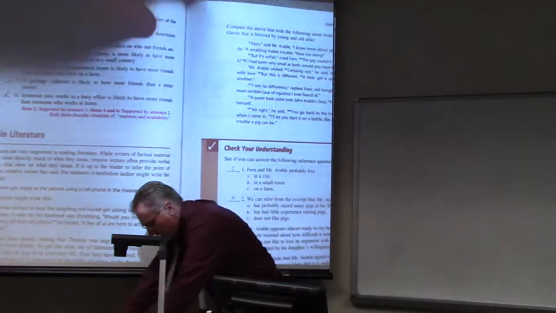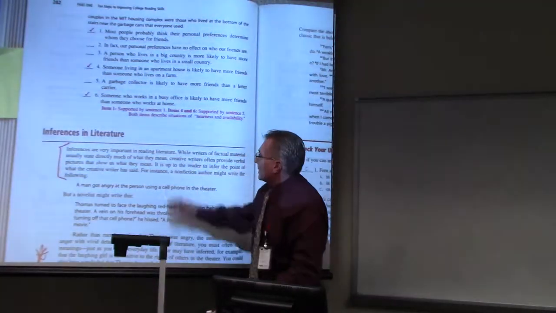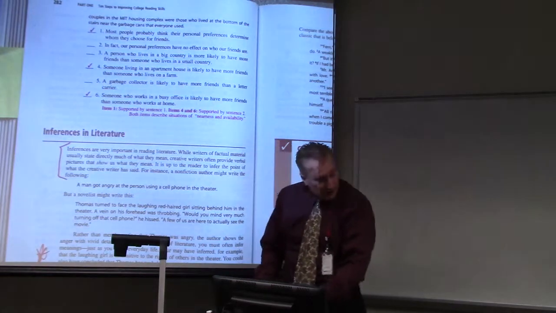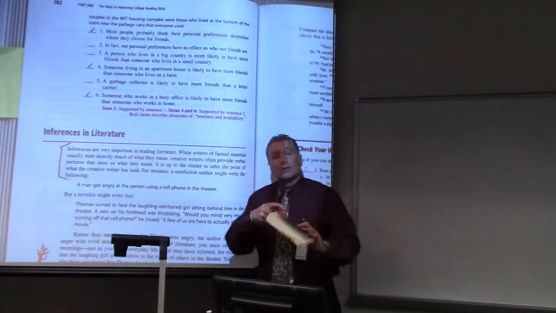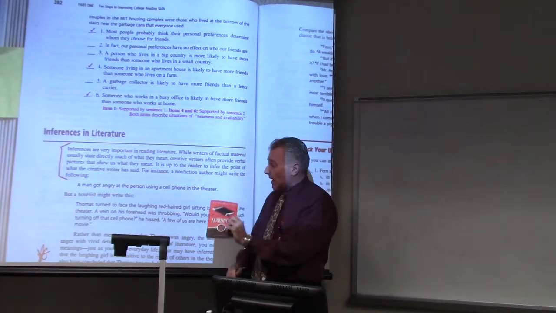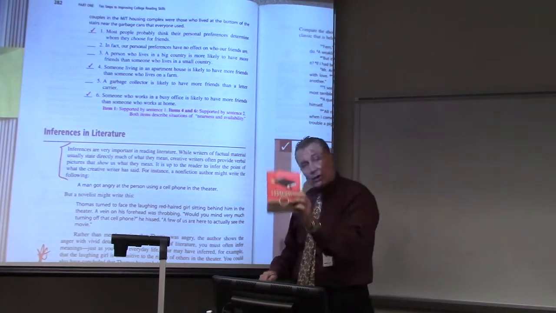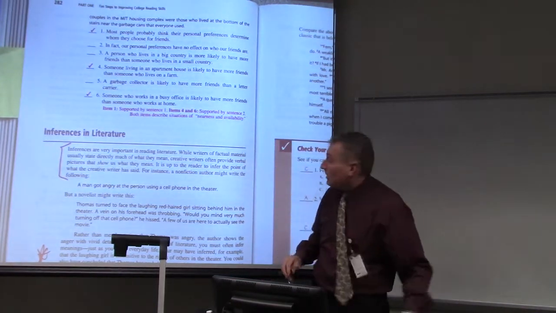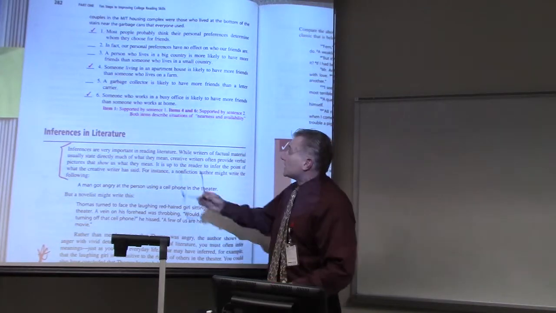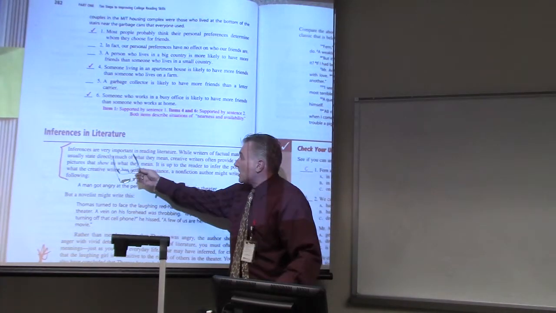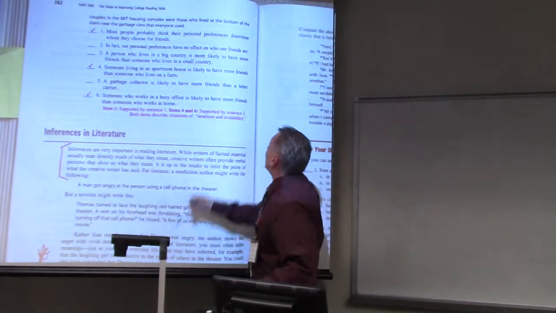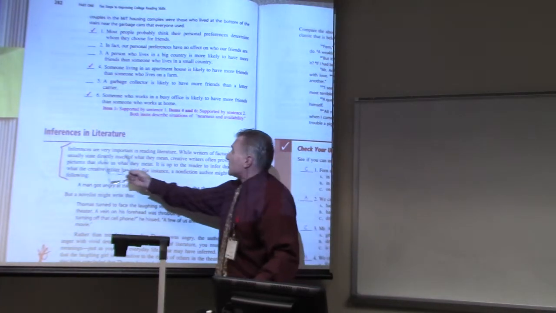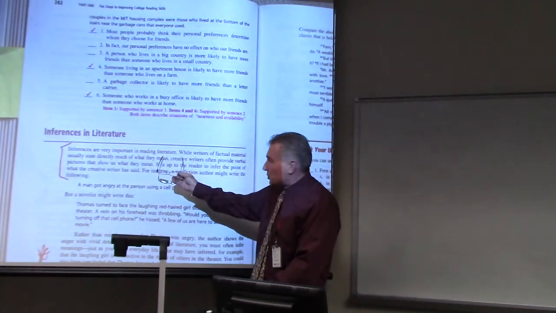Okay, now that you've done that, I want to talk a little bit about inferences in literature. Literature is what we're reading here. This novel that I'm going to talk about in a separate video, Fahrenheit 451, is an example of literature. If you'll read along with me here, you should annotate this in your book, again, page 277. Inferences are very important in reading literature.